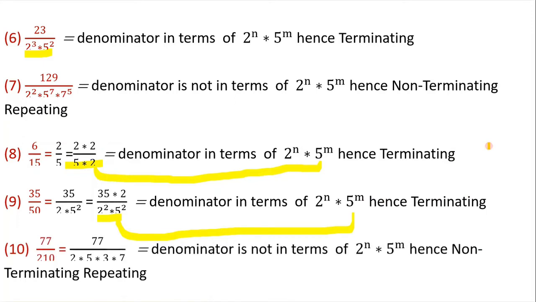77 divided by 210. Okay. The prime factors for 210 are 2 into 5 into 3 into 7. Now, it is not in the form of 2 power n into 5 power m. Why? Because it has some additional terms including 2 and 5. So, hence it is considered as a non-terminating repeating decimal expansion.